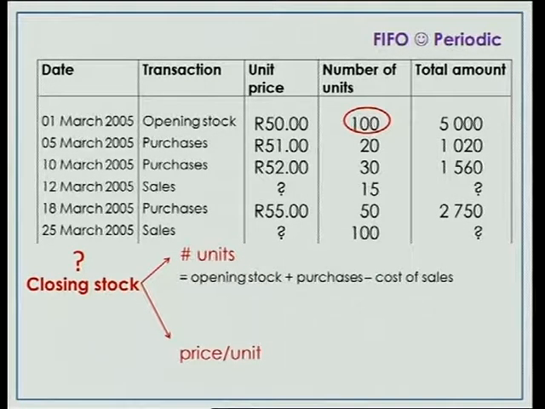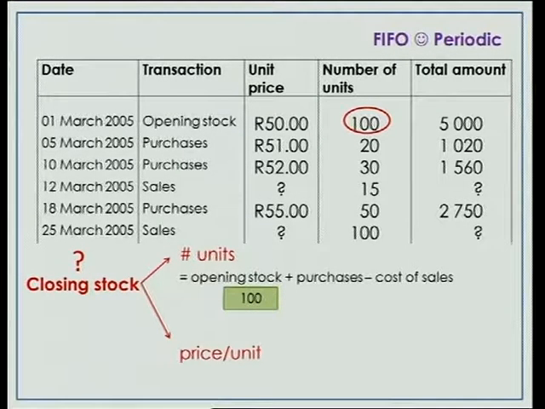Okay. So the number of units, we started off with 100. Okay, I see you want me to explain again the FIFO perpetual. I'm going to repeat this so many times. I promise you I will explain it again. Okay, so we started off with 100 units.